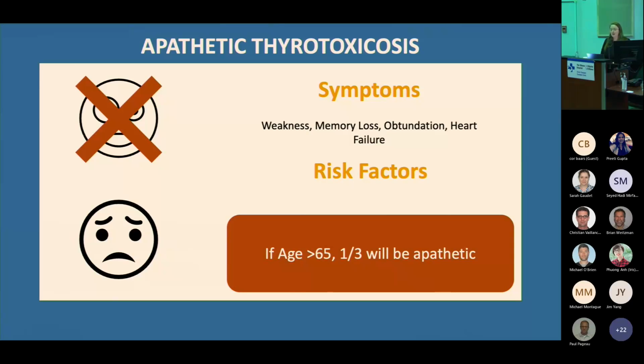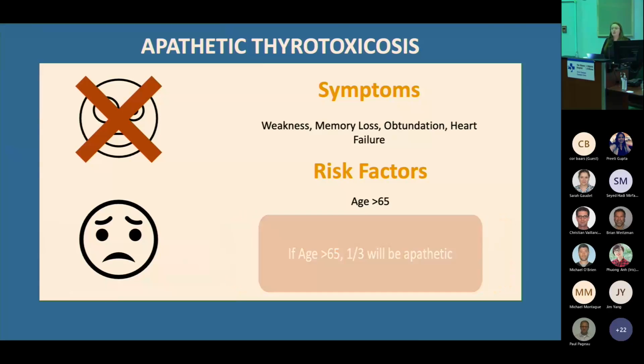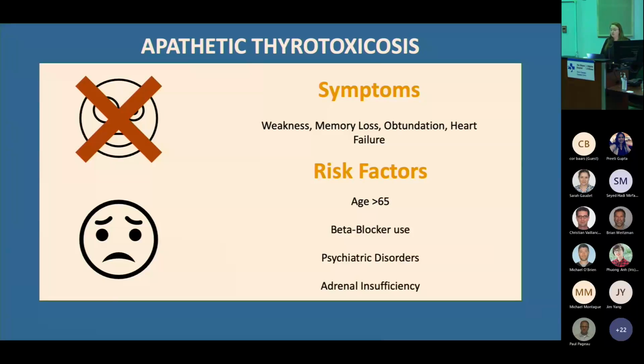thyrotoxicosis. As you've gathered, age is one of those biggest risk factors, but there's a couple others that we should keep in mind. Those include individuals who cannot achieve the hyperadrenergic state we expect in thyroid storm or thyrotoxicosis. And so those include people who are on beta blockers, individuals with underlying psychiatric disorders, especially those who are on mood stabilizers and may have evidence of mask facies at baseline, in addition to those who have adrenal insufficiency.